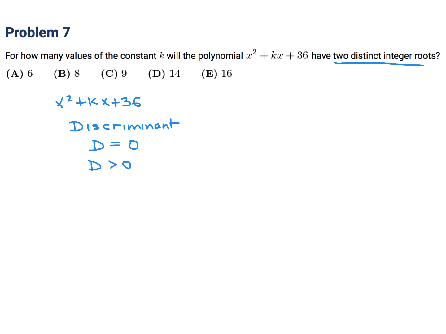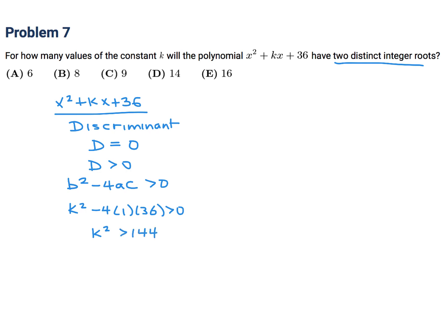So we basically want a situation where the discriminant is greater than 0. And the discriminant is b squared minus 4ac. In this case, that would be k squared minus 4 times 1 times 36. So k squared is greater than 144.